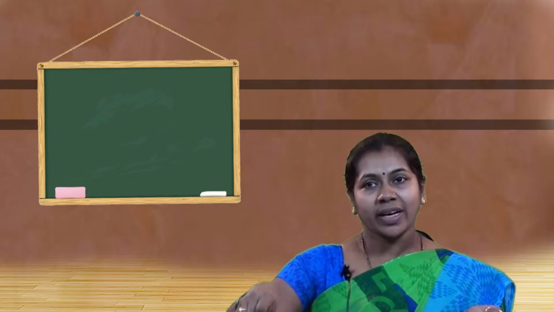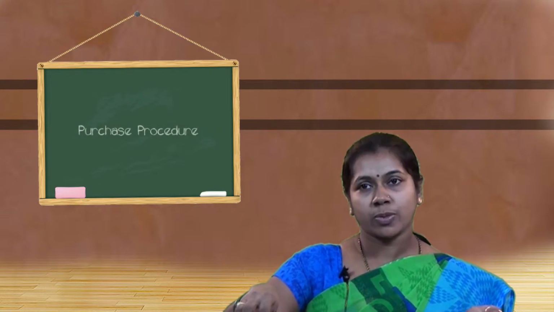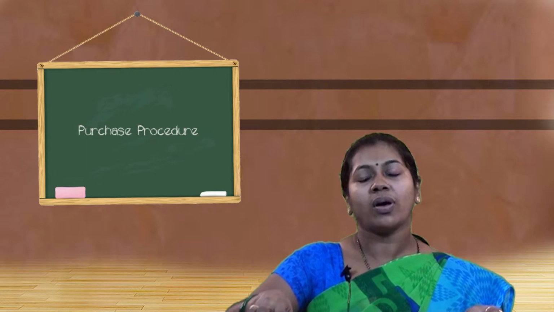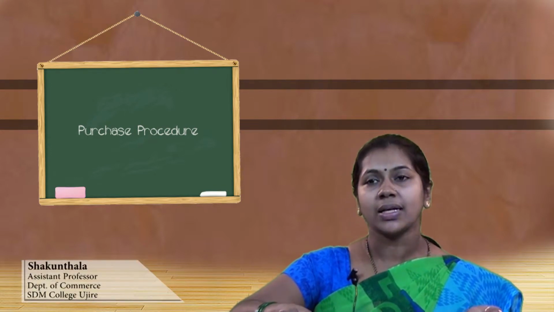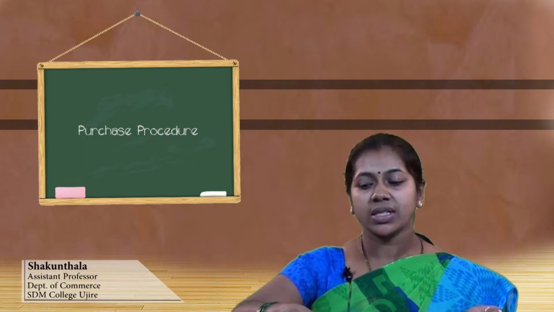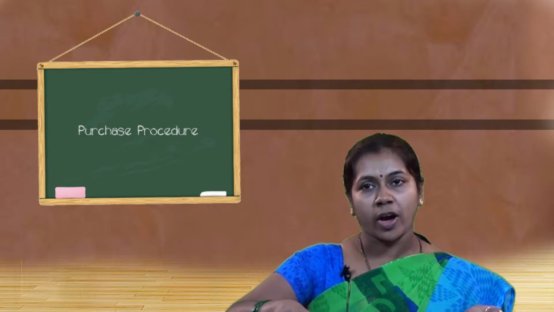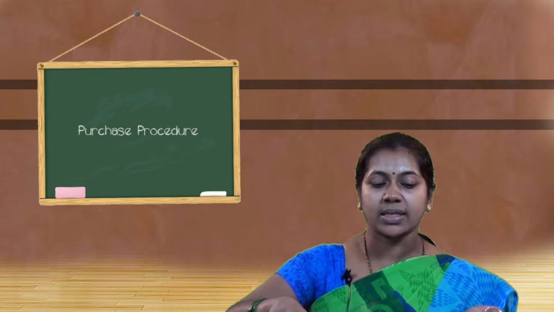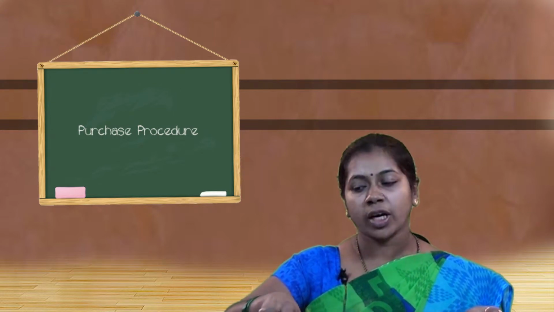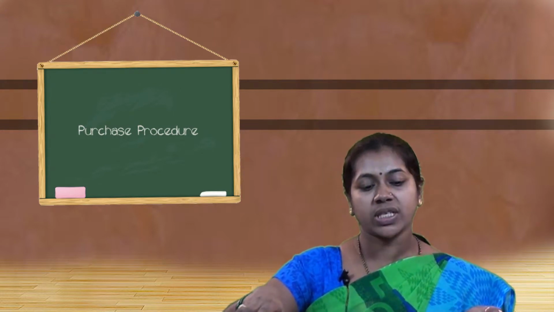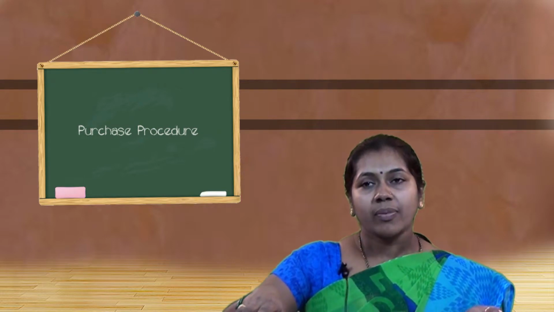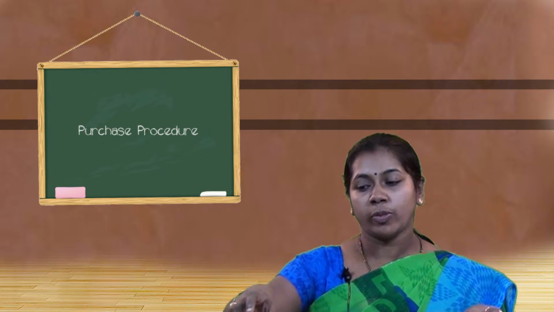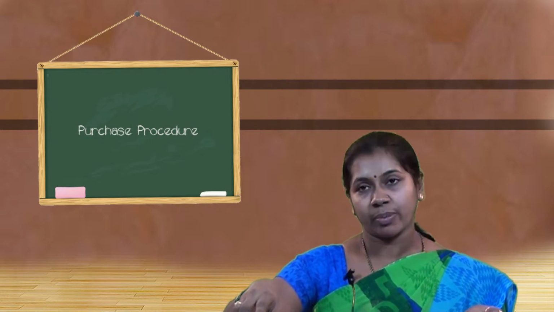We will discuss the next topic, that is purchase procedure. As you know, there are different steps involved in purchasing of materials. To achieve efficiency, the organization has to adopt a systematic procedure for purchasing of materials. Different organizations adopt different procedures for purchasing of materials. There are certain commonly followed procedures. We will discuss that one by one.